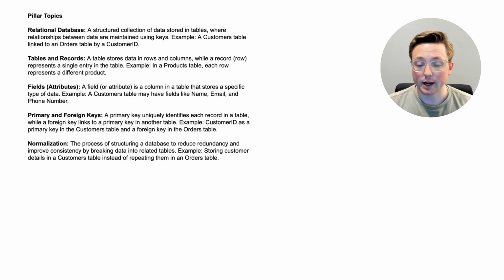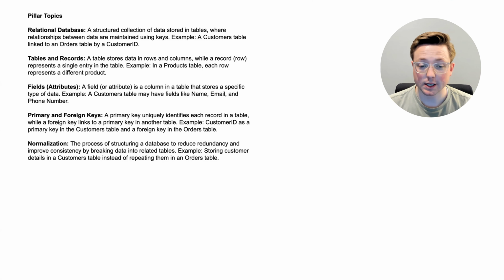Now let's talk about primary and foreign keys. A primary key uniquely identifies each record in a table, while a foreign key links to a primary key in another table. And again, same example as we talked about before, this would be an example of a customer ID that's a primary key in the customers table being a foreign key in the orders table, so that in the orders table, you can connect all of these orders to this customer that is in the customer table.